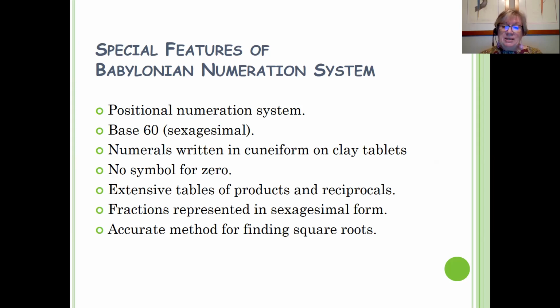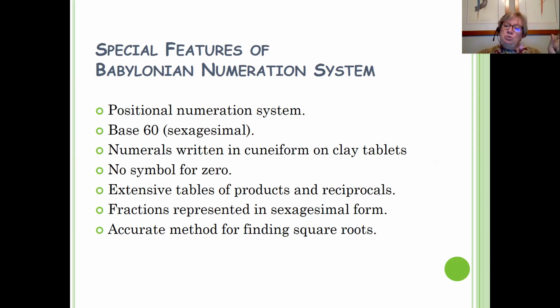Sexagesimal. Ours is base 10, decimal. So base 60, sexagesimal, no glitches in there. Everything was a power of 60. They wrote their numerals in cuneiform. That's what they called the symbols.